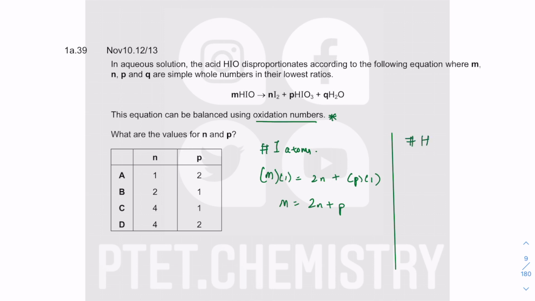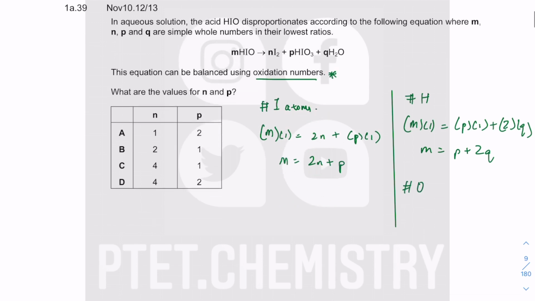So the number of hydrogen, M times 1, is equal to, we're looking at hydrogen, P times 1 plus 2 times Q. So M is equal to P plus 2Q. The other one will be the number of oxygen atoms. You look at M times 1 on the left hand side, and then on the right you have 3 times P and then Q times 1. So 3P plus Q, M is equal to 3P plus Q. All of this refers to M, and we just really have to work out the simultaneous equations. So 1, 2, and 3.